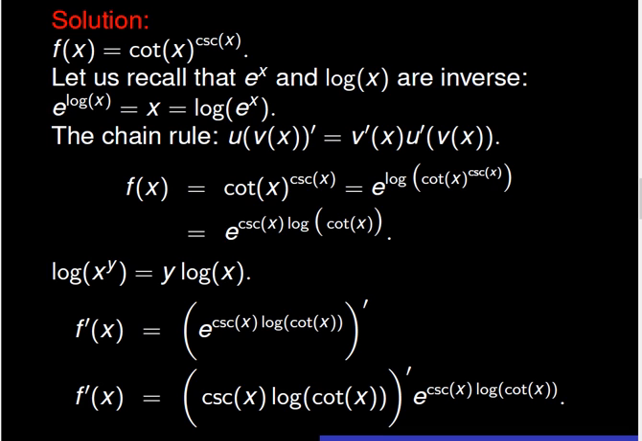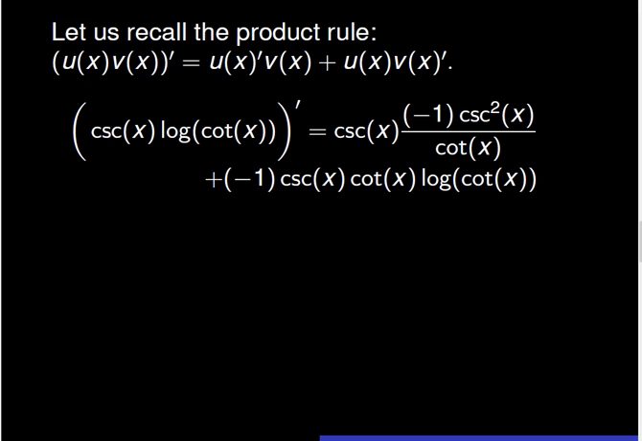We know that, using the chain rule, the derivative of f is equal to the derivative of the product cosecant of x times logarithm of cotangent of x, times exponential of the product cosecant of x times the logarithm of cotangent of x. As a matter of fact, in order to compute the derivative of the product cosecant of x times logarithm of cotangent of x, we need to use the product rule. Let us recall the product rule. The derivative of the product of two functions u of x times v of x is equal to u prime of x times v of x plus u of x times v prime of x.